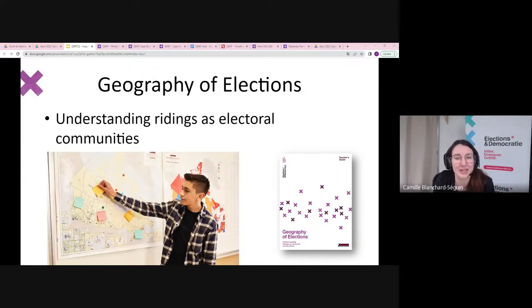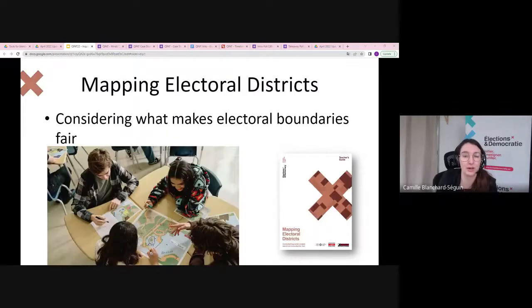And getting close to the end now, Geography of Elections is a fun one as well, where students compare their electoral riding to others in Canada to see how they differ and how they are similar. And it's an activity that I think goes really well with Mapping Electoral Districts, which is really, if you will, a simulation that reminds us of the redistribution process, which you have probably heard about in the news. So every 10 years in Canada, we are redrawing the electoral boundaries. And that process is happening at the moment this year.